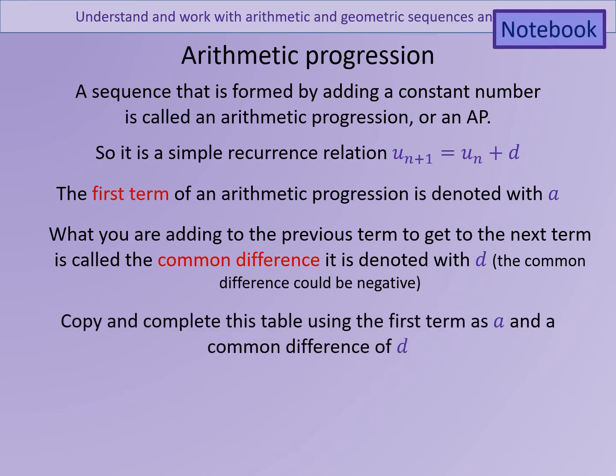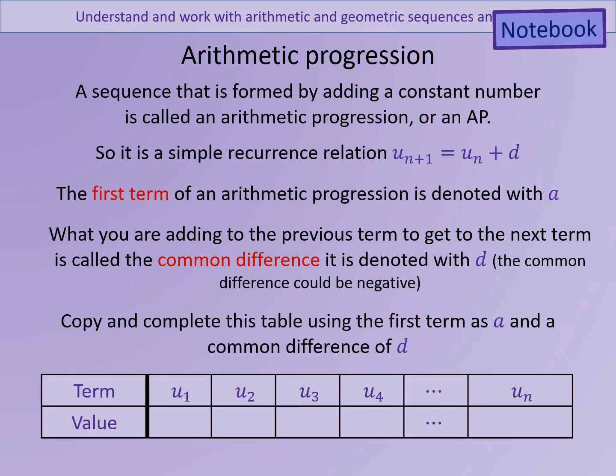So we're going to calculate what the first few terms would be using a and d. You may want to pause here to fill in the table. So the first term is a, and then if we add a common difference of d each time, we get a second term of a plus d, a third term of a plus 2d, and a fourth term of a plus 3d.